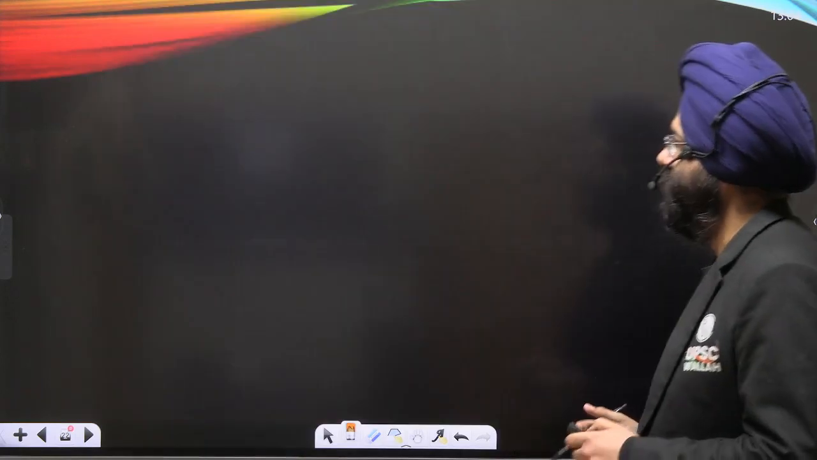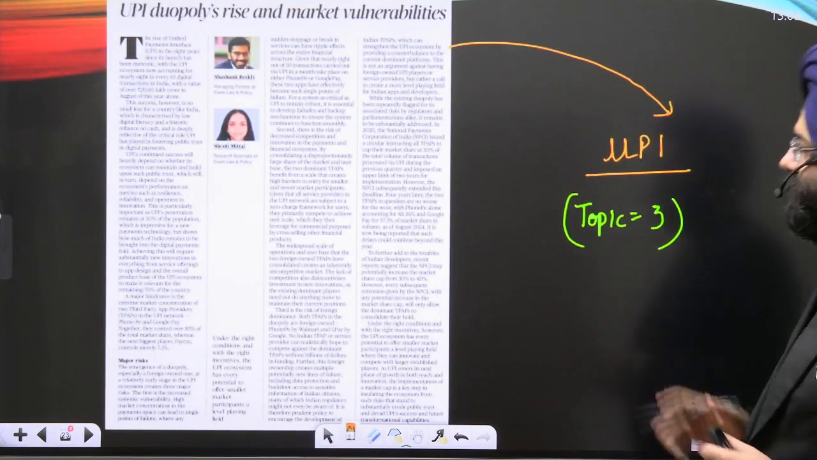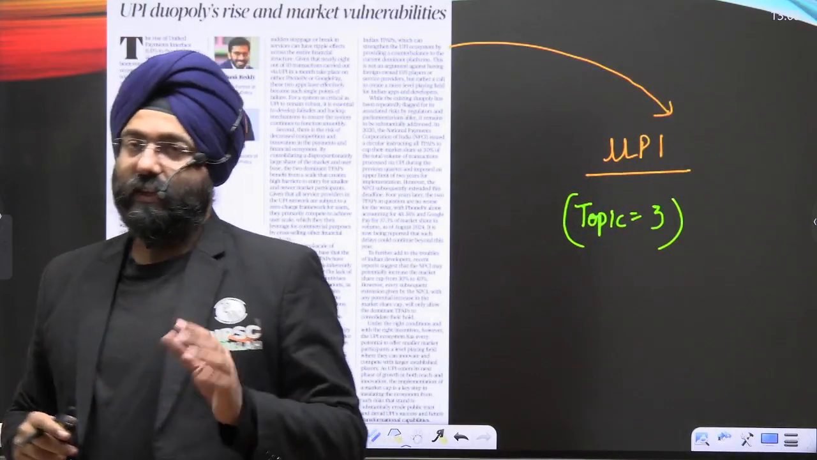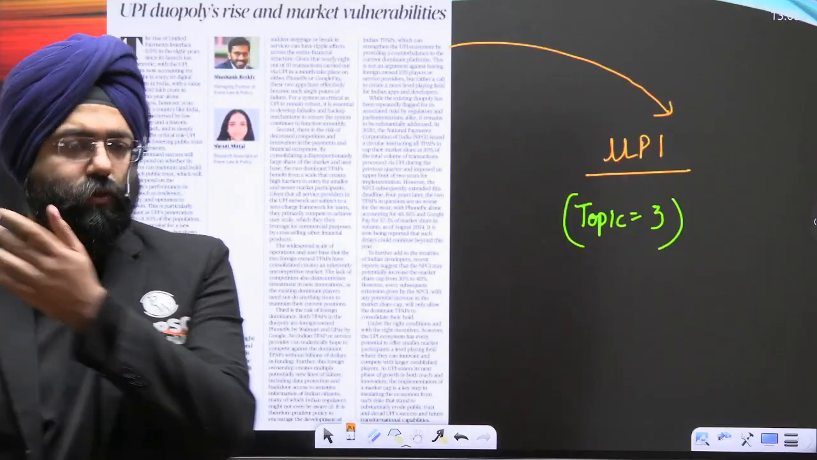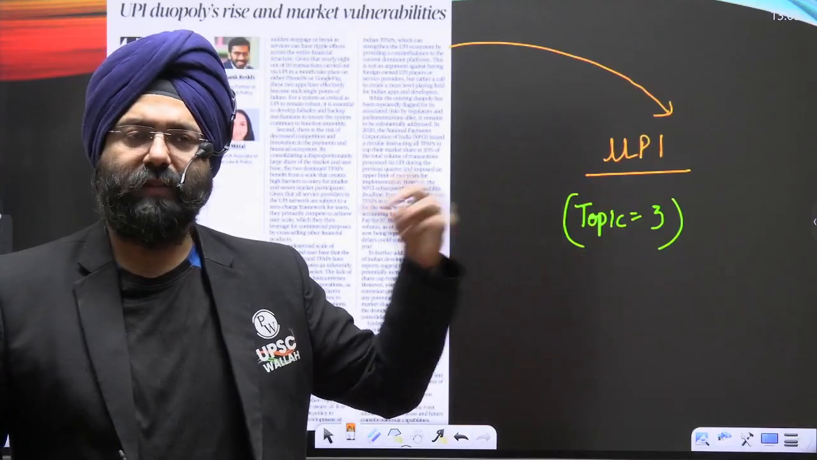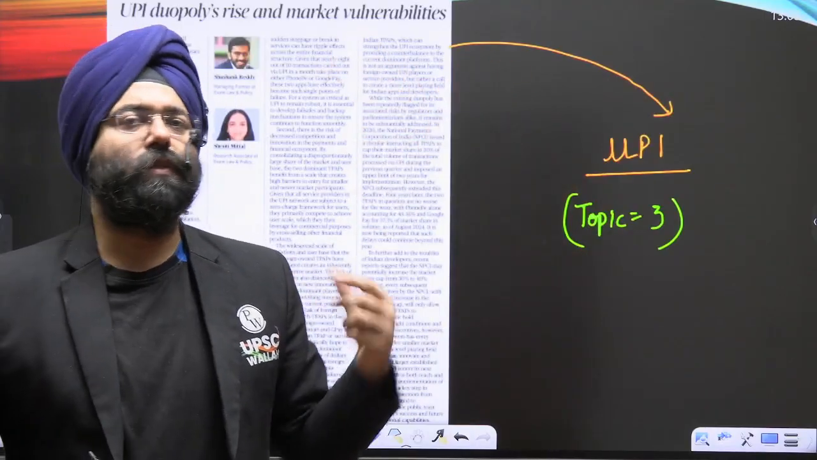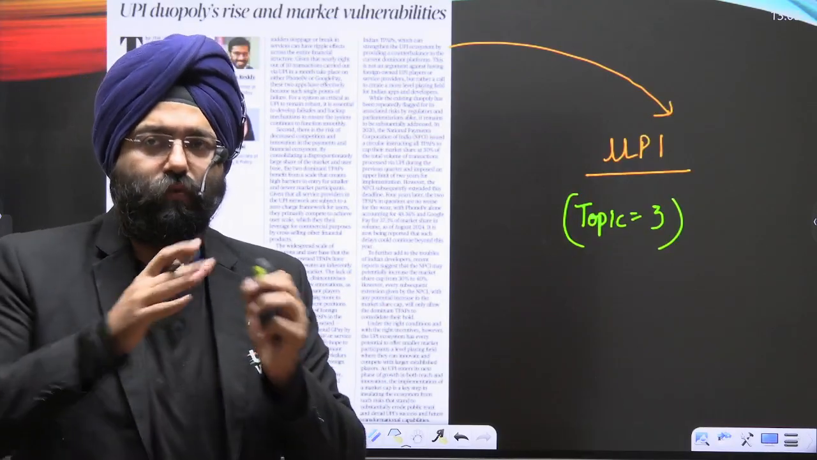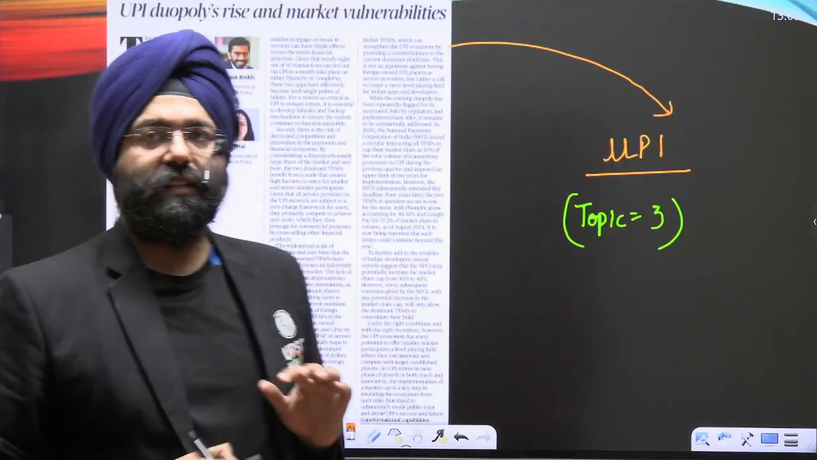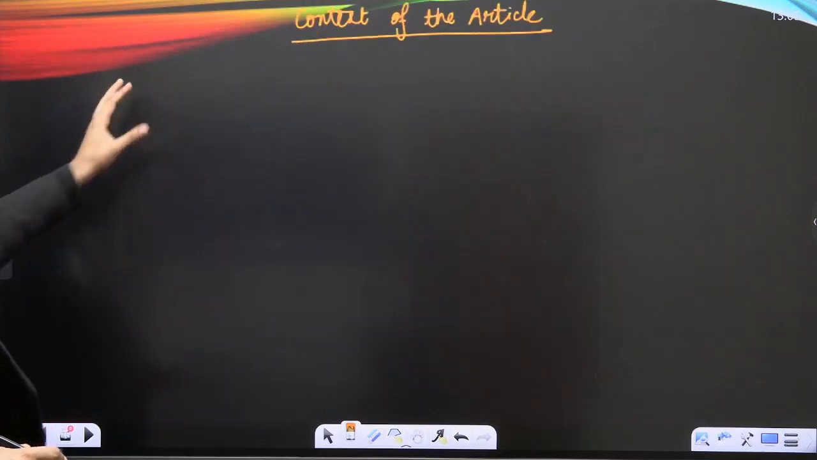Okay, let's move ahead. Next is UPI duopoly, rise and market vulnerability. Now this is a very interesting topic. Please understand, when we read an editorial, sometimes it deals with various dimensions, but sometimes it deals with just one dimension and writes a lot on that. That is not important from the perspective of civil services, because we need to know various dimensions of a particular topic. So first, let us understand what the article is saying, and then I'm going to tell you the other dimensions and issues associated with it.